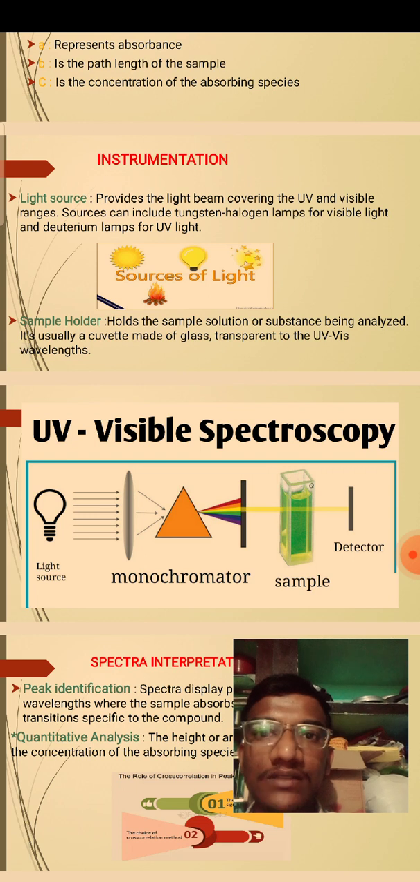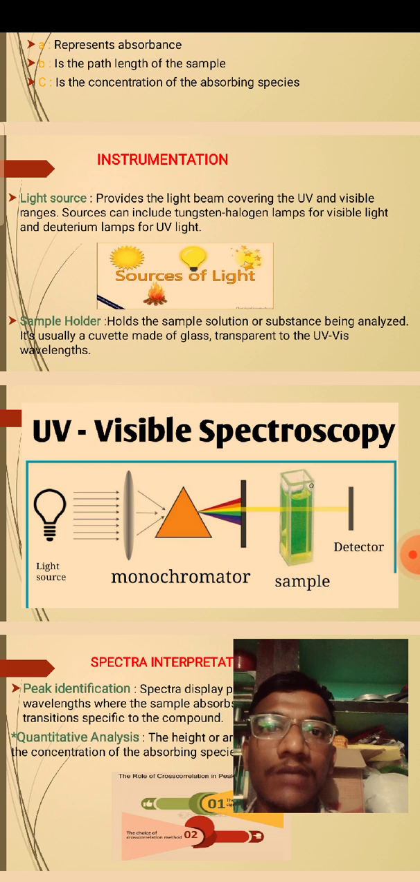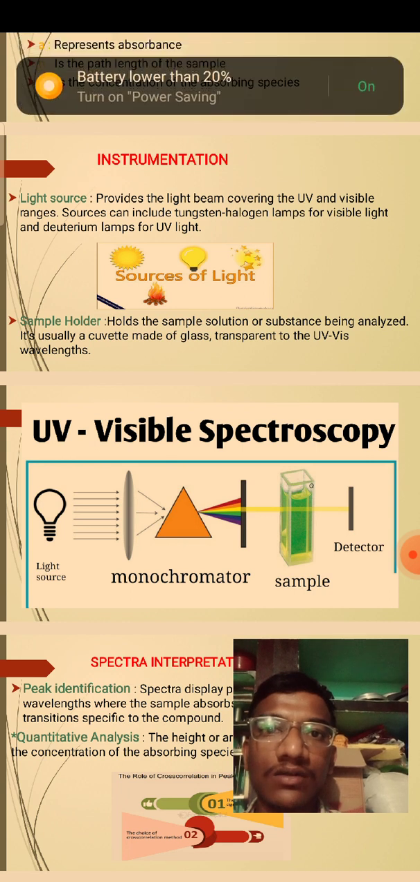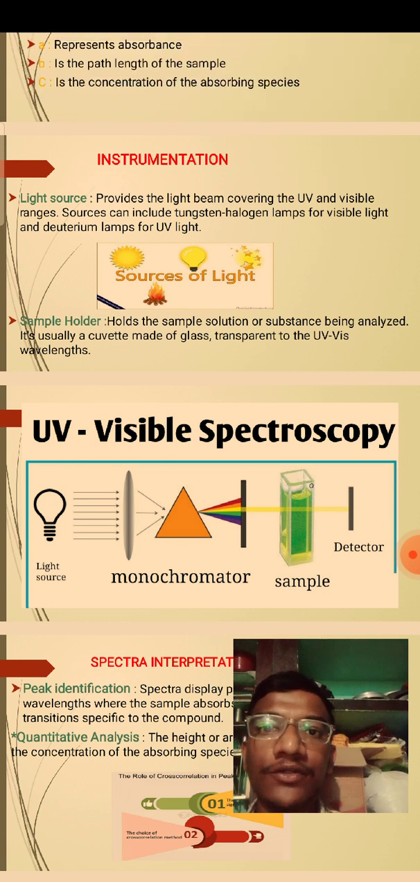And now we can discuss instrumentation. In instrumentation we have the light source and sample holder. First, the light source. It provides the light beam, covering the UV and visible ranges. Sources can include tungsten halogen lamps for visible light and deuterium lamps for UV light. Here we can see the picture which represents sources of light.